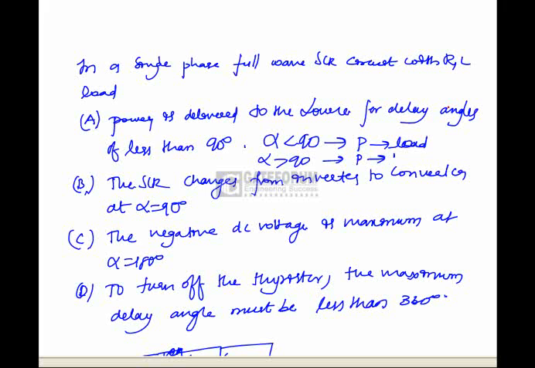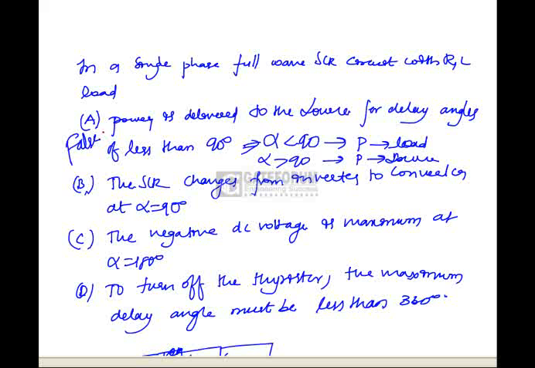Single phase full wave SCR circuit with RL load. Now he has given 4 options here. The first one: power is delivered to the source for delay angles of less than 90 degrees. If you see, for alpha less than 90 degrees, power is delivered to the load. For alpha greater than 90 degrees, power is delivered to the source. So option A is false.